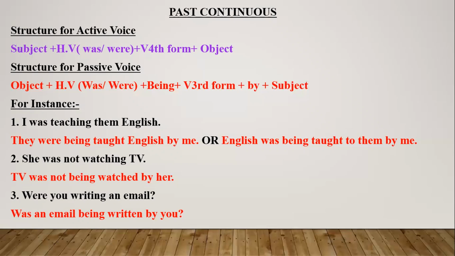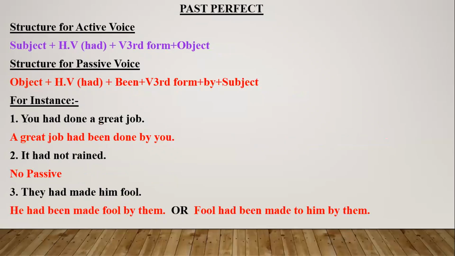Okay, so let's move towards the third one, that's called past perfect. The structure for active voice is subject, helping verb had with the third form, then object. Rule number three: whenever you are trying to make a passive of any perfect tense, the helping verb will remain the same. You can see the structure for passive voice: object, then after the object we use the same helping verb, that's had, and after had we have to use been and the third form, by plus subject.